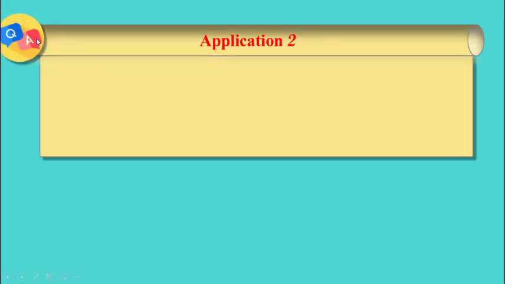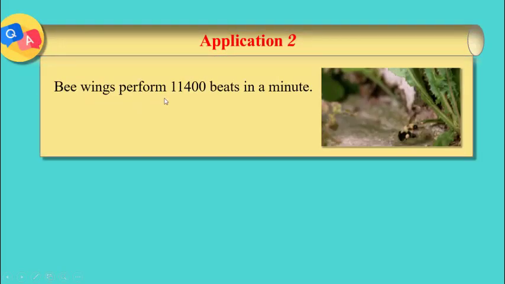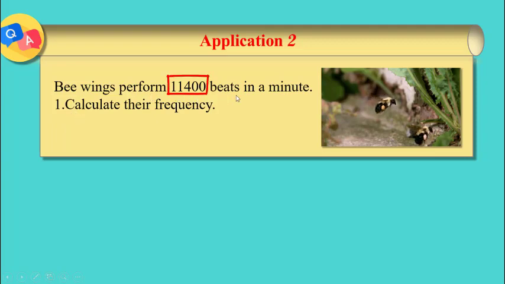Consider the following application. Bee wings perform 11,400 beats in a minute. You are asked to calculate their frequency. Referring to the question, you are given the number of beats or cycles and the duration of time, which is 1 minute. Before I solve the application, you can pause the video and try to solve it by yourself.